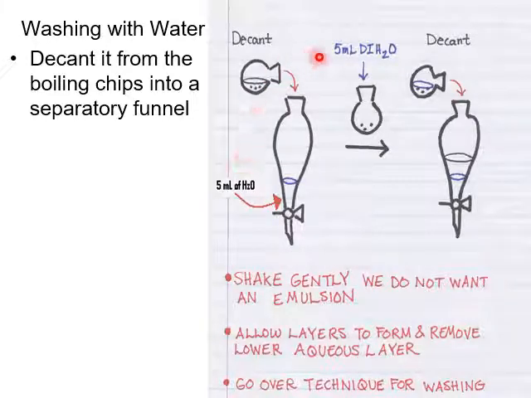You need to add 5 milliliter deionized water to wash your round bottom flask and add it again to the separatory funnel. Shake the separatory funnel and then allow it to have 2 separated layers, and remove the bottom layer, which is the aqueous layer.